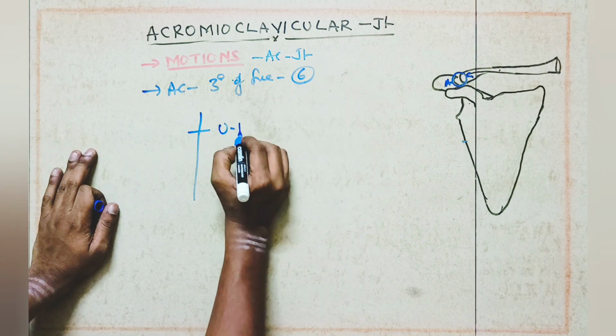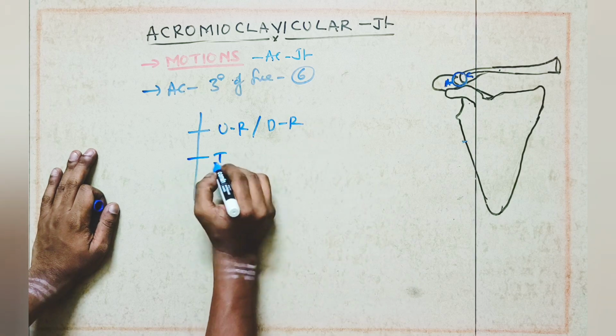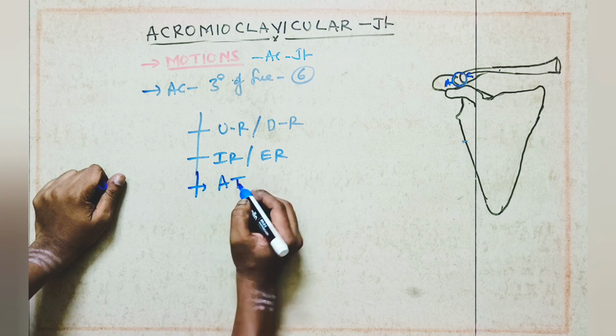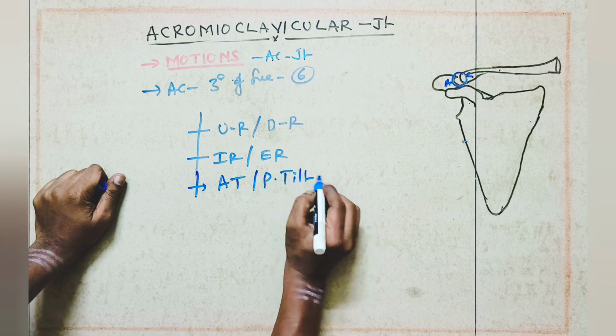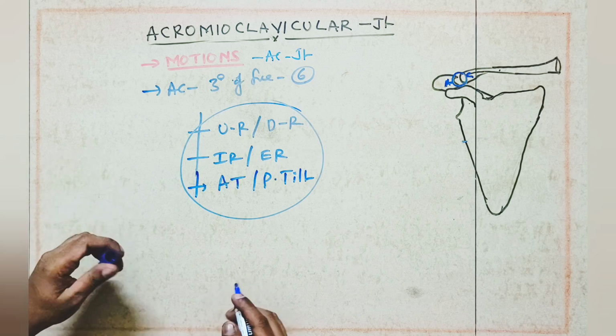Those movements are upward rotation and downward rotation, internal rotation and external rotation, and anterior tilt and posterior tilt. So these are the 6 movements present in the acromioclavicular joint. We'll see them one by one.